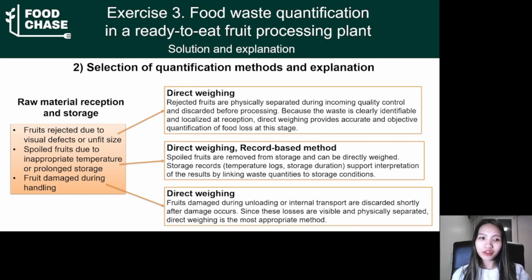Fruit damaged during handling can be quantified by using direct weighing because this kind of waste is discarded shortly after the damage occurs. Since the waste is visible and physically separated, we can use a direct measurement method.